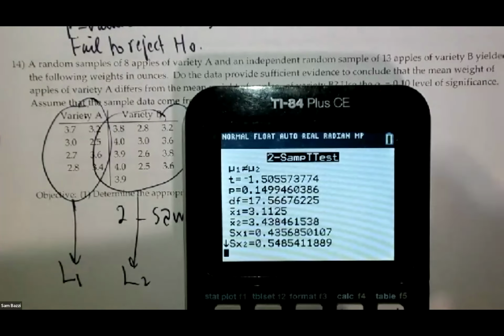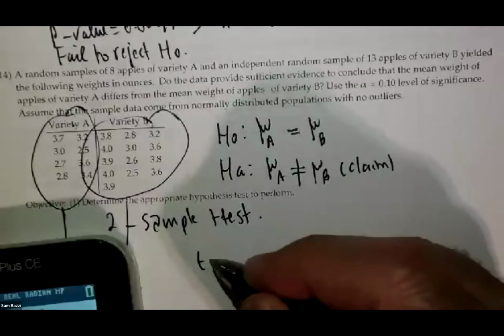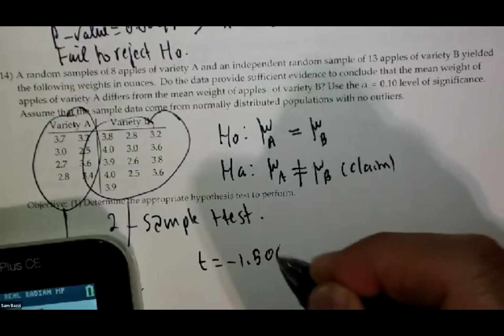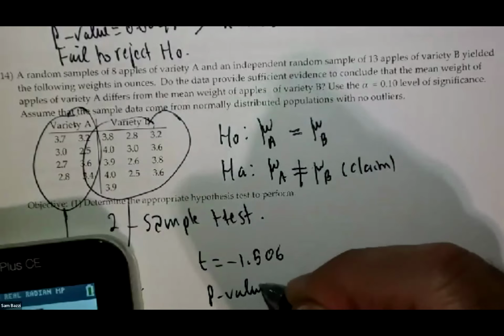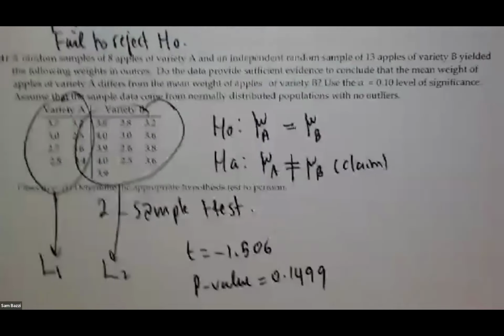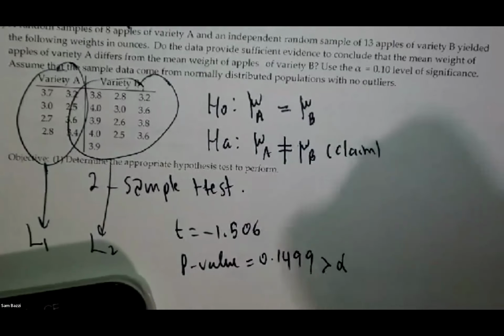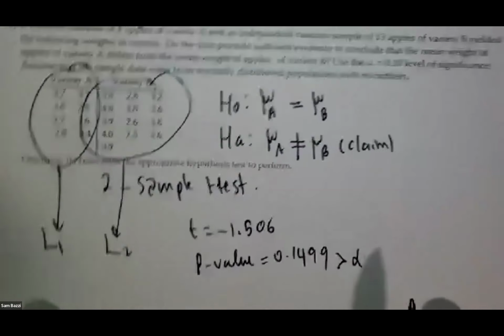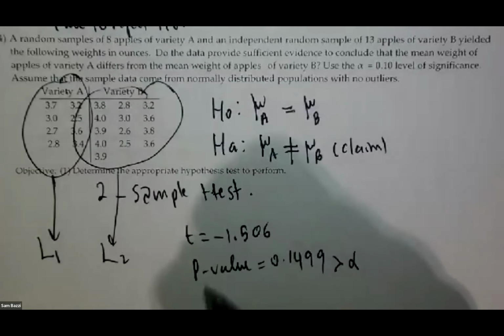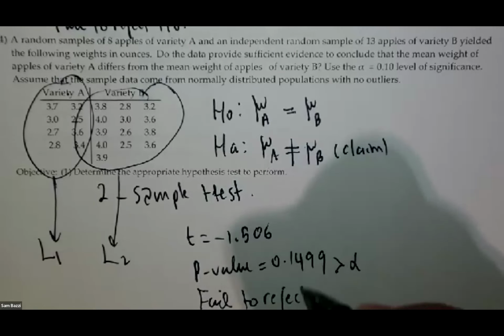So t is negative 1.506. P-value is, you must appreciate this p-value you've been hearing about throughout the semester, which is bigger than alpha. So what's the decision, guys? Fail to reject what? H0.